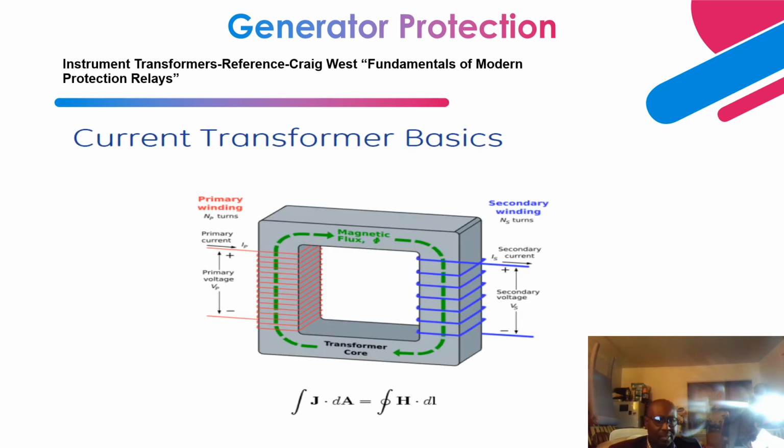Next are the basics of a current transformer. This shows you a cut view of a current transformer and its core. You apply voltage, which creates a current flow, and from the current flow you have magnetic flux that flows through the core. The magnetic flux links the secondary winding and creates a corresponding induced voltage on the secondary side.